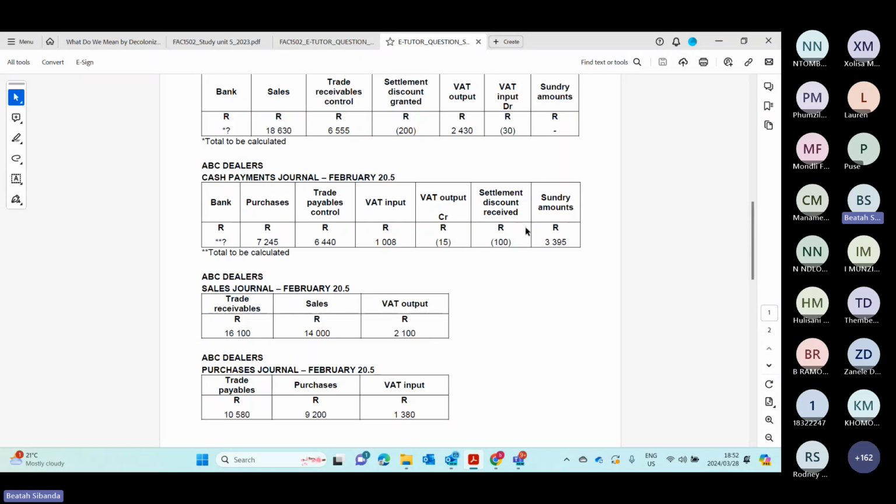Now you will see, just like the previous one, we have a settlement discount received. If we have a settlement discount received, it means we are not going to pay that amount anymore. With VAT input, we were going to claim or receive that amount from SARS. So we are not going to claim that amount anymore. It means we must pay it over. That is why we are crediting output tax.